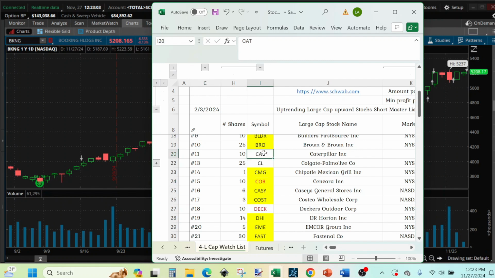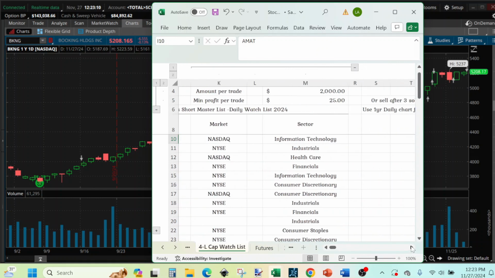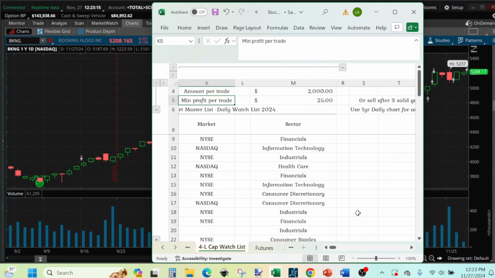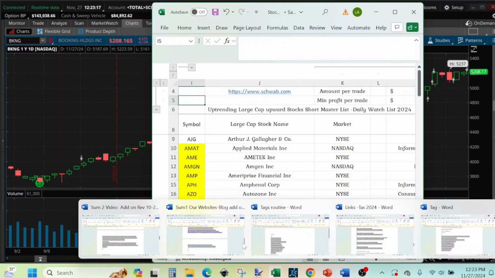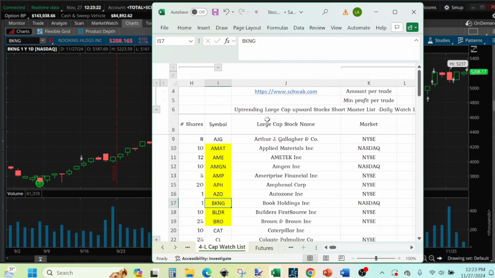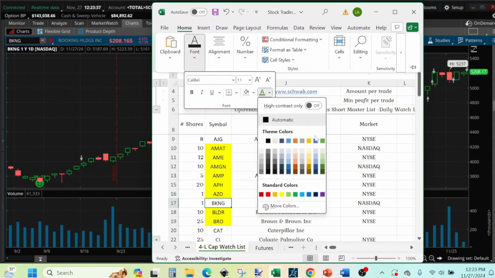And my time frame is 1 year. One year can be well displayed on my screen for me to see the 1 year fluctuation of the price. So I will decide if I want to sell that stock based on whether it has 3 consecutive green days of going up, or if it reaches that $25 minimum profit target.